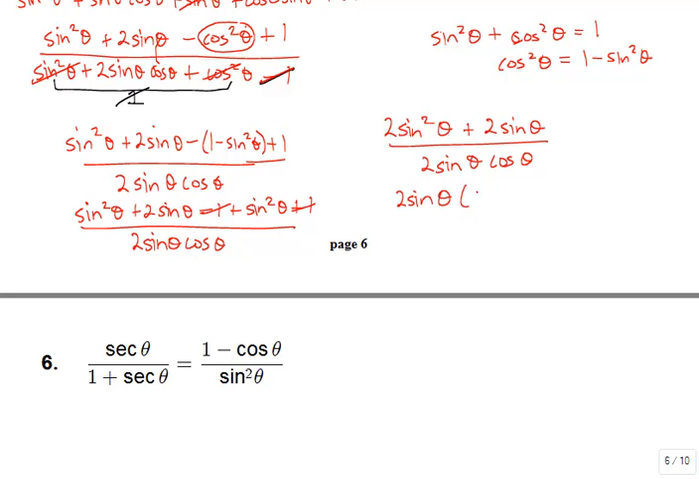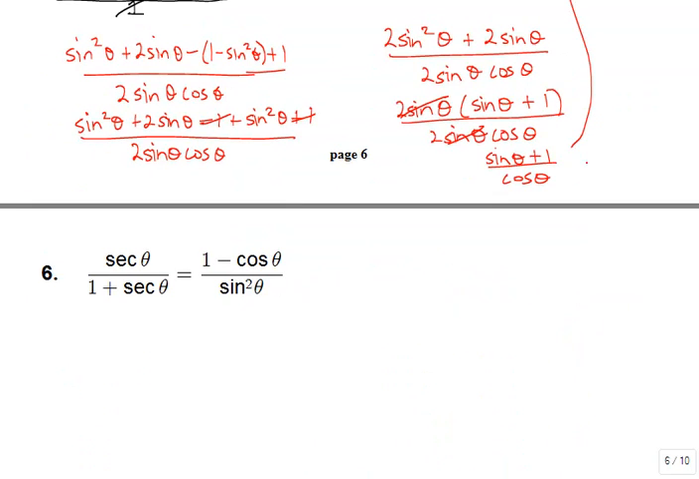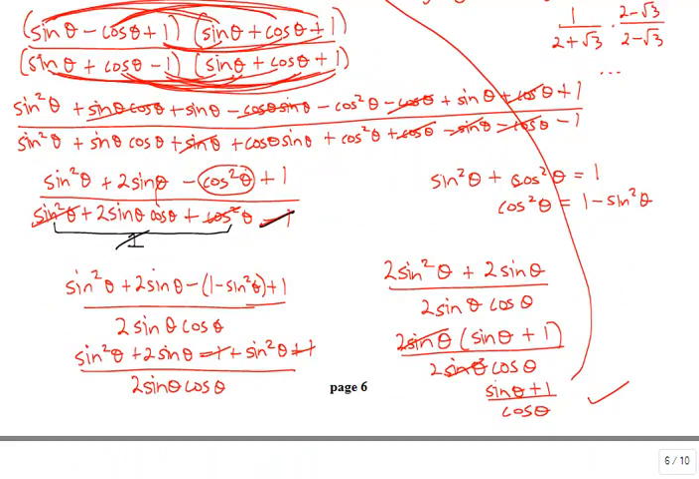If I factor out that 2 sine theta, I'm left with a sine theta plus a 1. And finally, that 2 sine theta on top will cancel with the 2 sine theta on bottom, giving me sine theta plus 1 over cosine theta, and that is what we were trying to prove. So we got it. So it had to get messy before it got simpler.